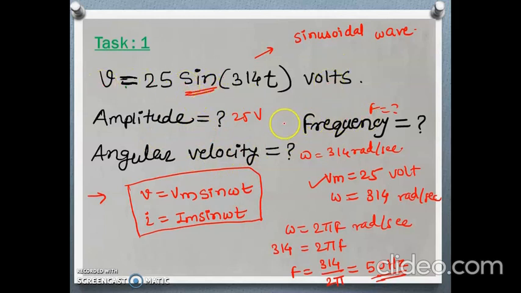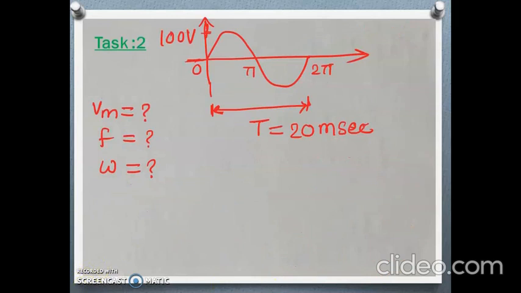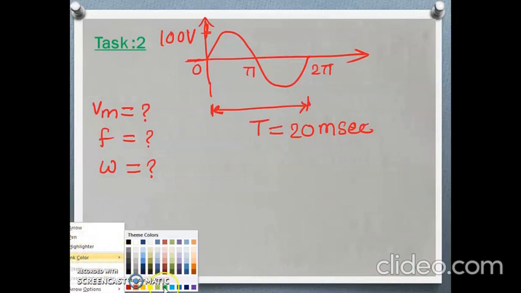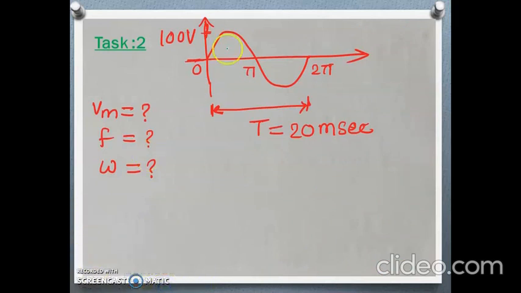Okay, let's do another task. Here we have given one waveform. This is the sine waveform where this point is marked as 100 volt. This is the pi point. This is the 2 pi point. And from 0 to 2 pi, T is mentioned as 20 milliseconds. From observing this waveform, we have to calculate Vm, frequency, and angular velocity omega.